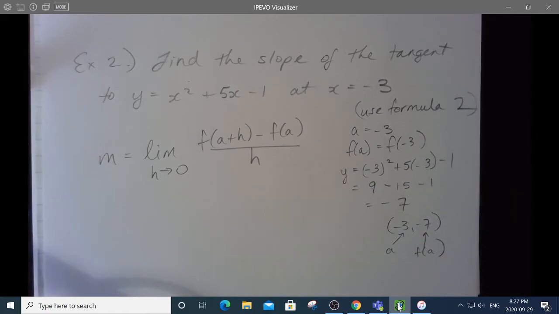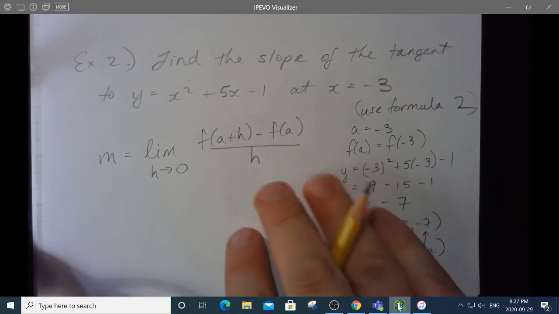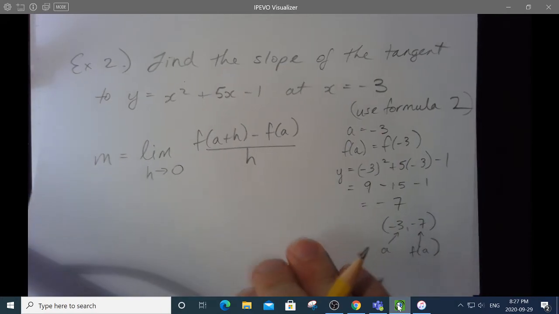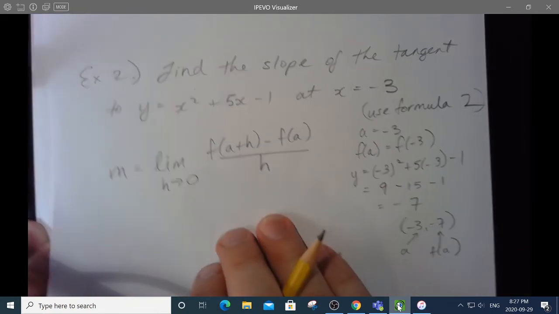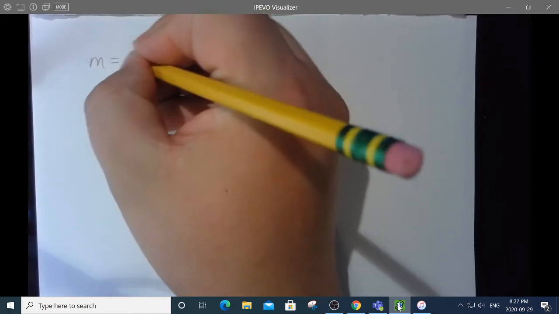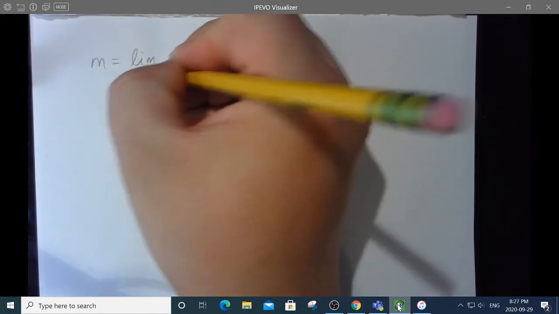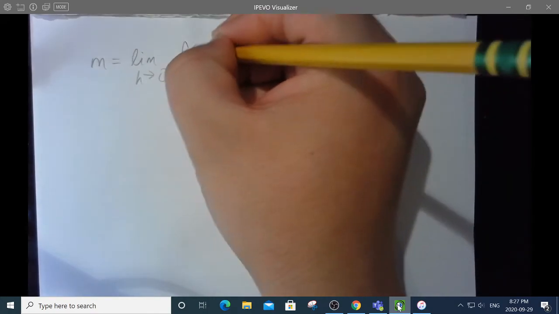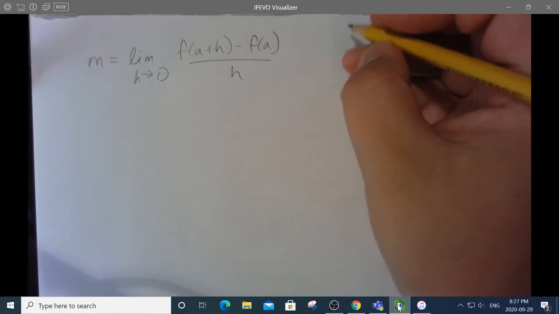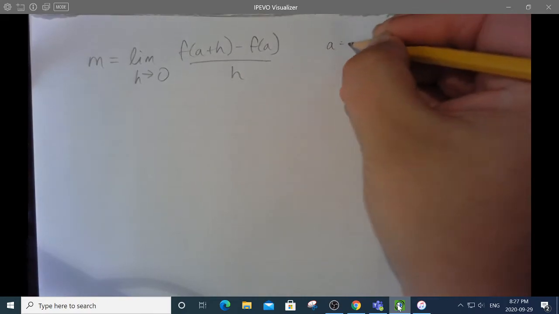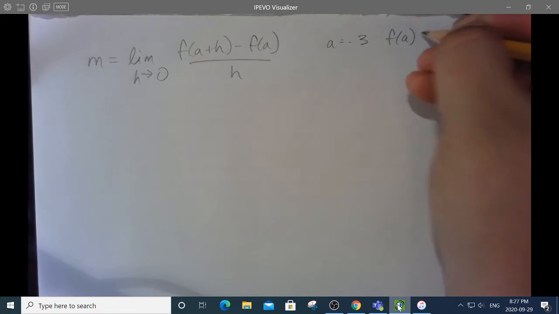All right, I think I'm ready to plug this into my formula now. So I think I might do this on a new piece of paper, because this is going to take some room. This formula usually ends up being a little more complicated than the other one. So let's see. M is equal to the limit as h approaches 0 of f of a plus h minus f of a all over h. And I just figured out that a is negative 3 and f of a is negative 7.